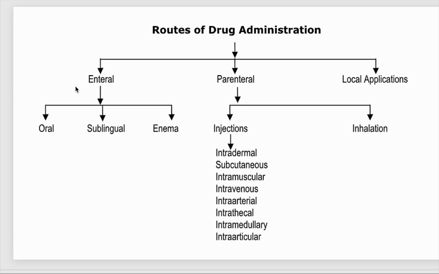For systemic effect, the possible routes for drug entry in the body may be divided into two main classes. That's where enteral and parenteral come in. For local effects, the drug may be applied externally. It's called local application. Now let's discuss enteral. Enteral comes from the word enteron, which basically means the gut. In this case, the drug is directly placed into the gastrointestinal tract. It is divided into three further categories: oral, sublingual, and enema.